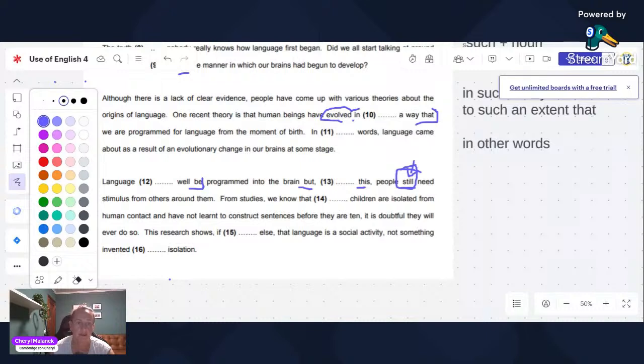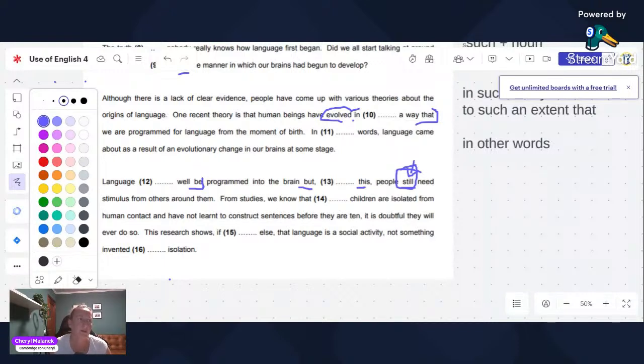Number 14. So from studies, we know that children are isolated from human contact. Okay, if I just read that, children are isolated from human contact, I might put some children, many children, a few children. I might be thinking of quantifiers of how many children.